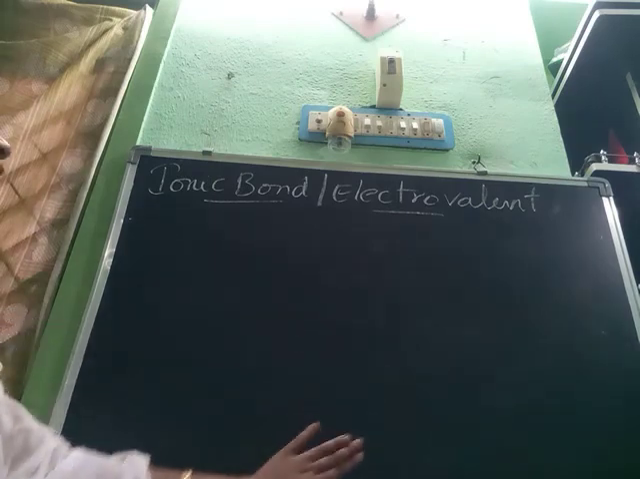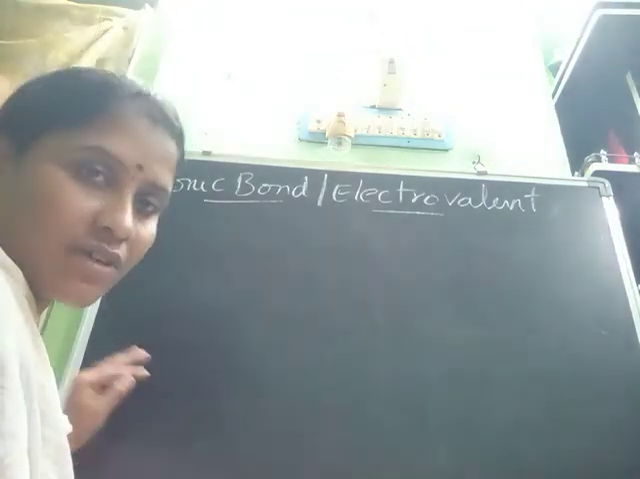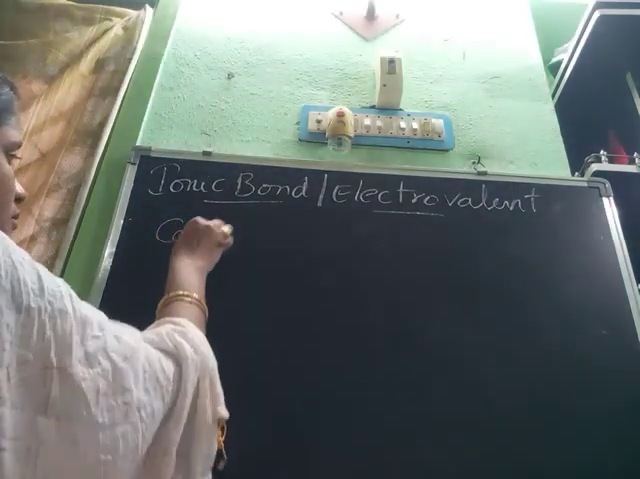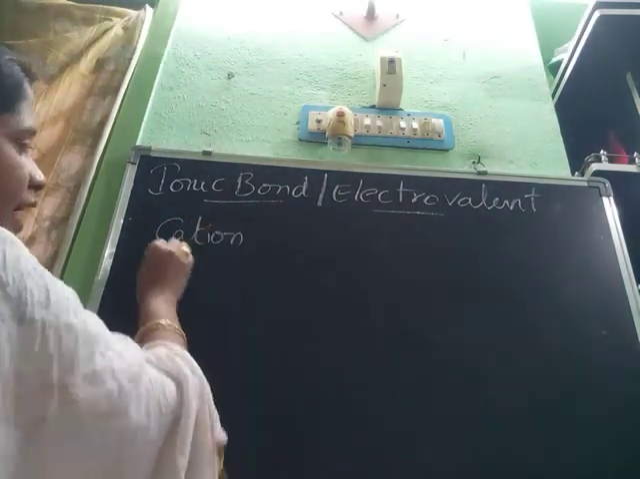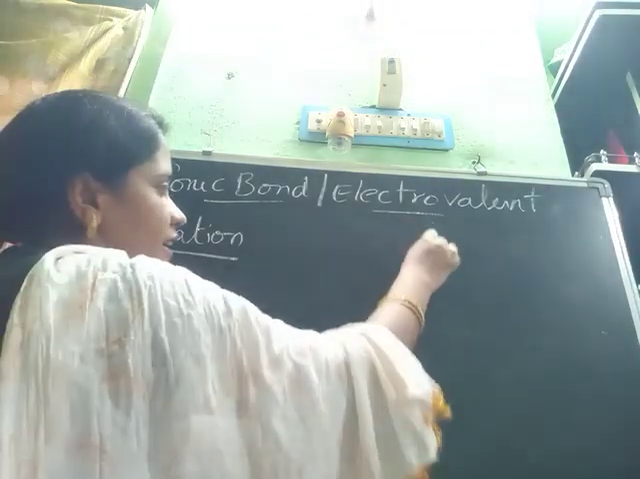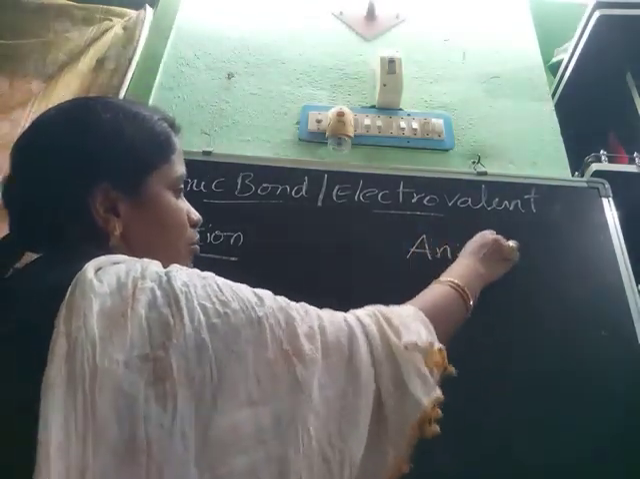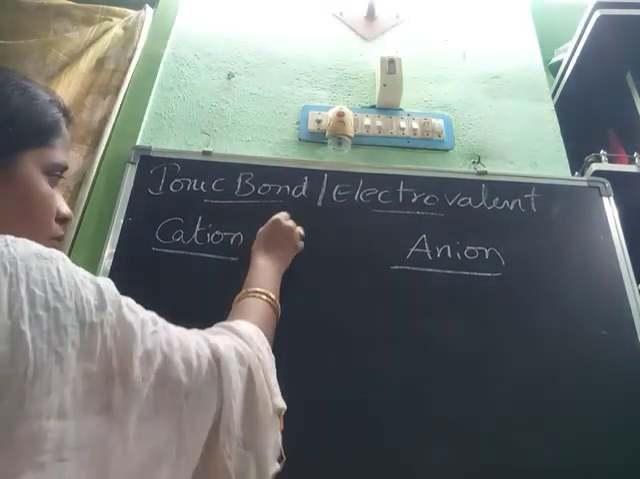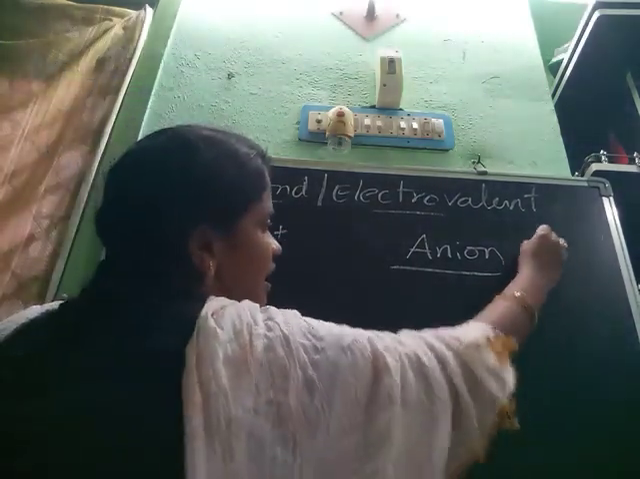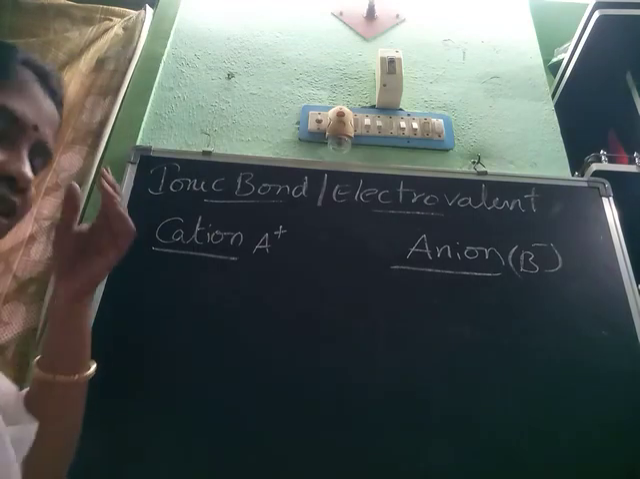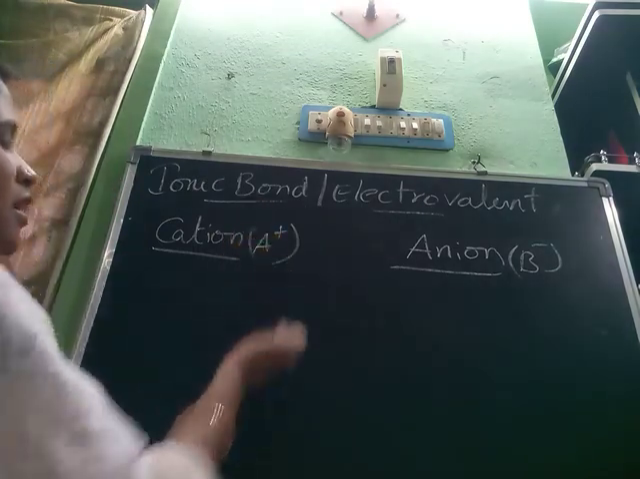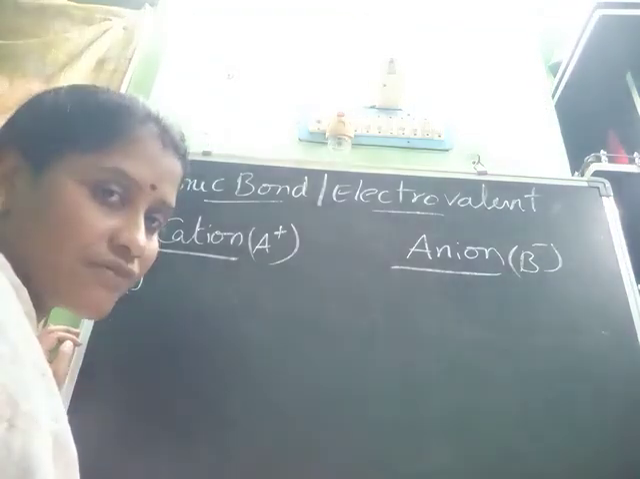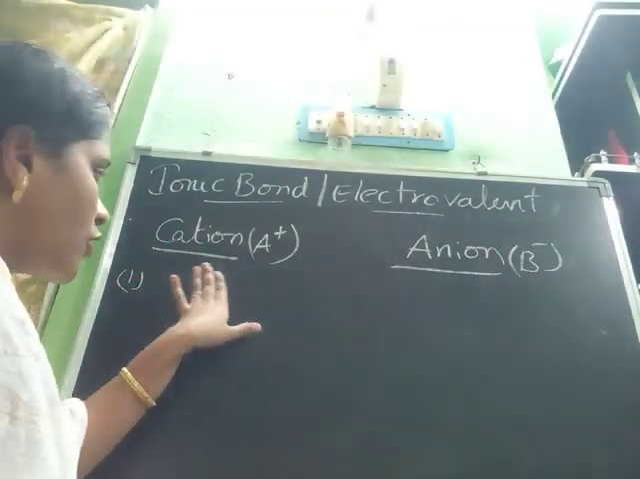What are the favorable conditions for the ionic bond? First, it should contain a cation and an anion, both. Cation means a positive charge, anion means a negative charge, and totally it forms a compound. What are the favorable conditions in the formation of the cation?